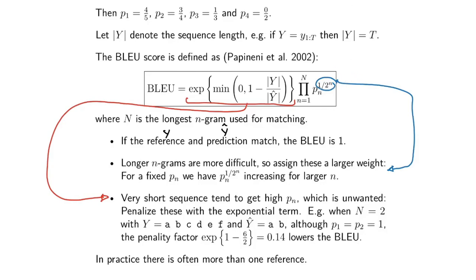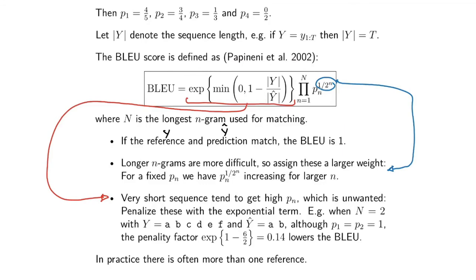And then shorter output. If you just did this, shorter output would get a lot of credit because you could just output the, and then you would have a P1 of 1. Okay, and then you've won the whole competition. No, so you actually penalize shorter sequences with that term in front.